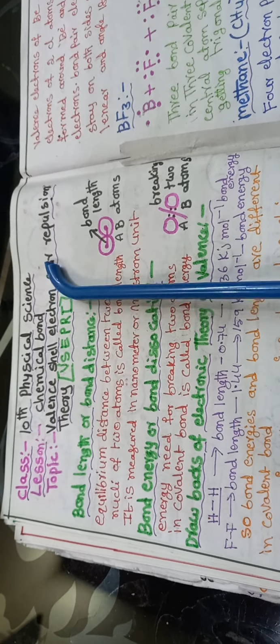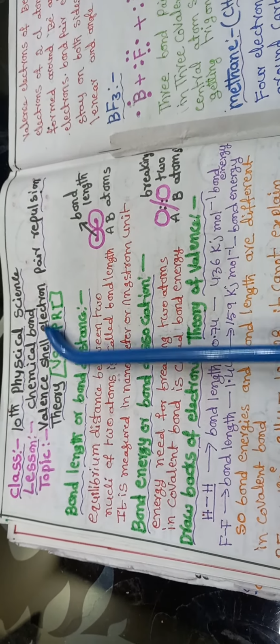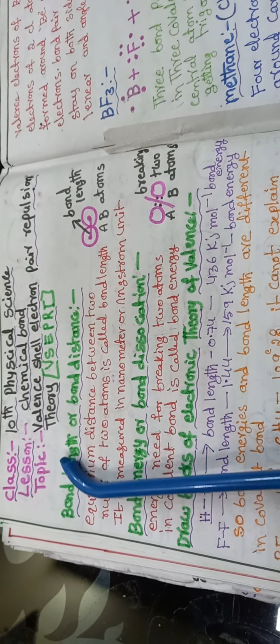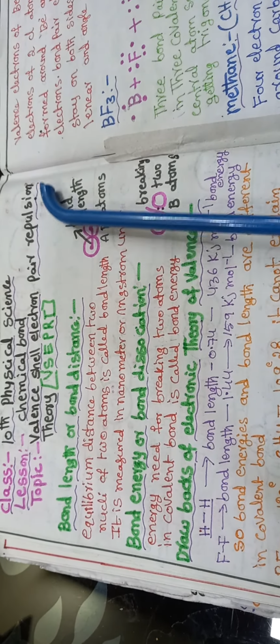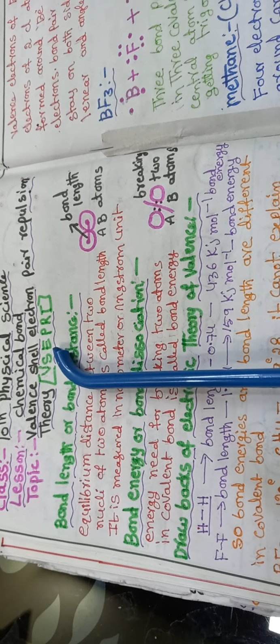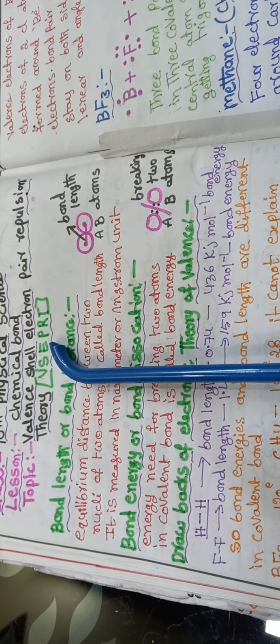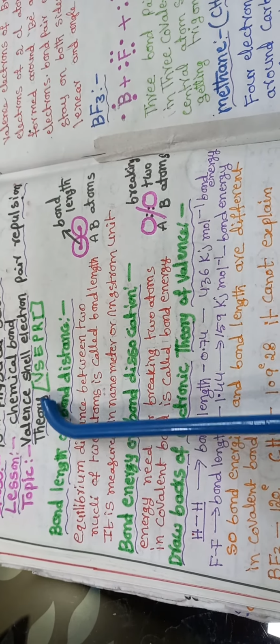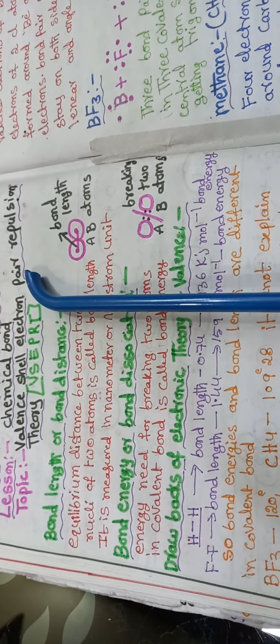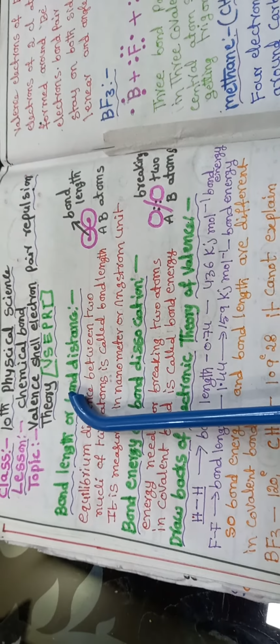10th Physical Science, Lesson: Chemical Bond, Topic: Valence Shell Electron Pair Repulsion Theory, V.S.E.P.R.T. So, it means valence shell electron pair repulsion theory.